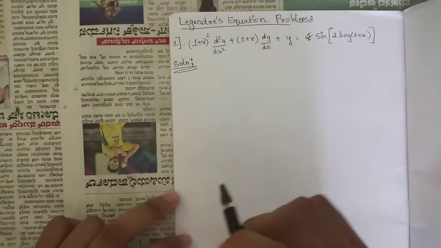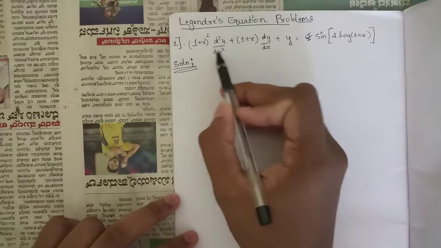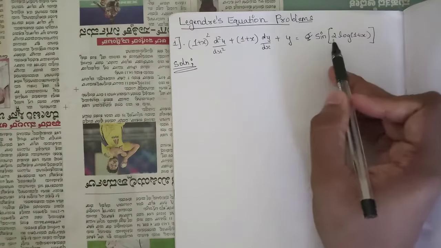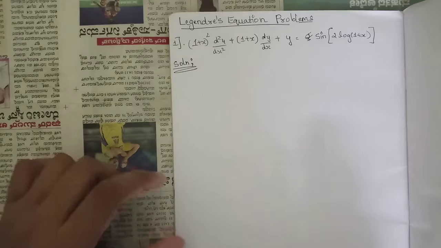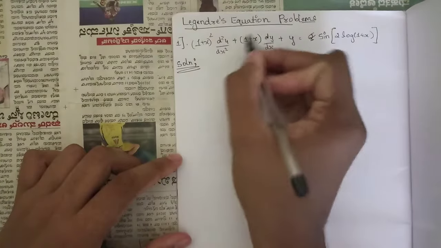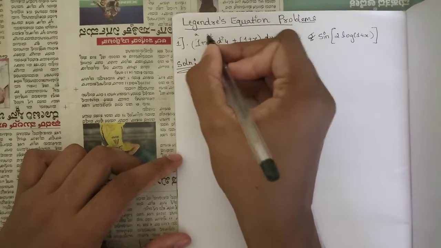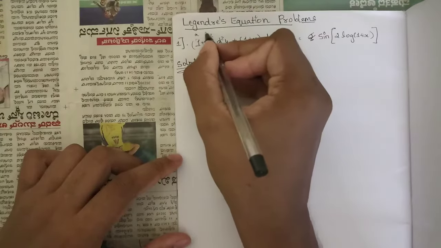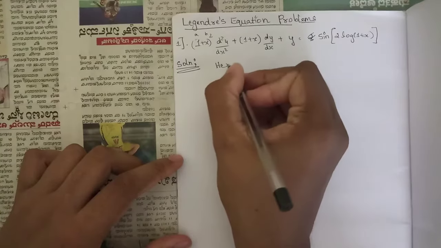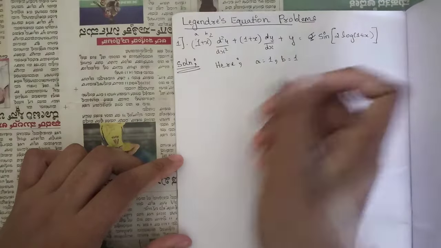This is your first question of this topic, that is, 1 plus x the whole square d square y by dx square plus 1 plus x into dy by dx plus y is equal to sine 2 log of 1 plus x. Here, the same thing, we need to do a few substitutions. This is of the form a plus bx, where the value of a is 1 and the coefficient of x is 1. So in the given question a is equal to 1, also b is equal to 1.